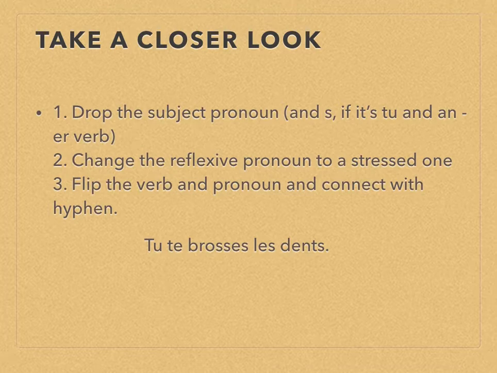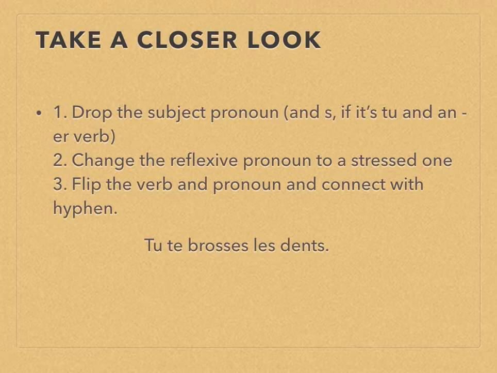So let's look at an example. Okay, so here are our basic steps. We're going to drop the subject pronoun and the S off the end of the verb if it's tu and an ER verb. We're going to change the reflexive pronoun to a stressed pronoun. And then we're going to flip the verb and the pronoun and connect them together with a hyphen.